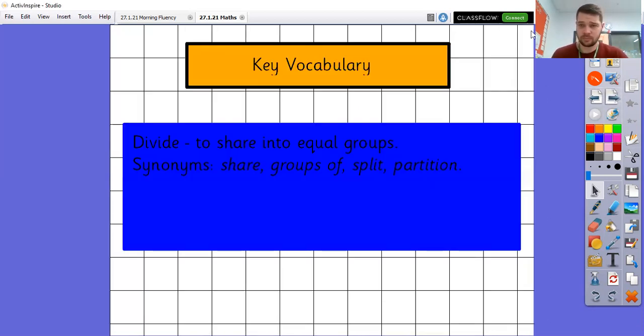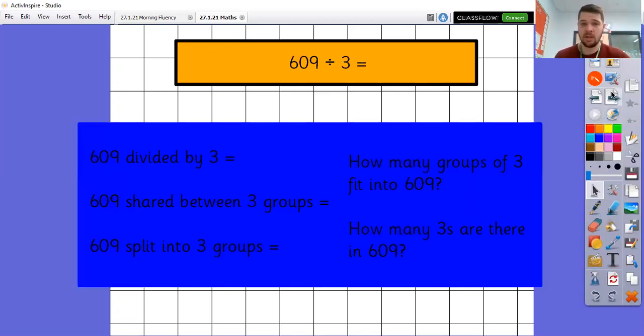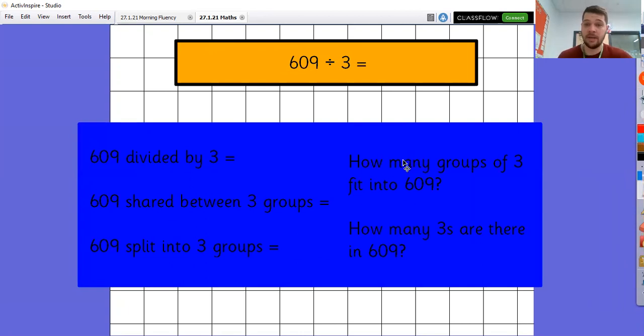So, key vocab check again. Divide means to share into equal groups. Sometimes, of course, we have remainders. Synonyms: share, groups of, split, partition. This question here, 609 divided by 3, it might also say how many groups of 3 fit into 609. Can you split 609 into 3 groups, etc.